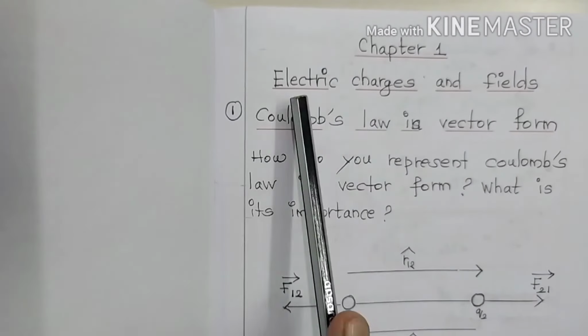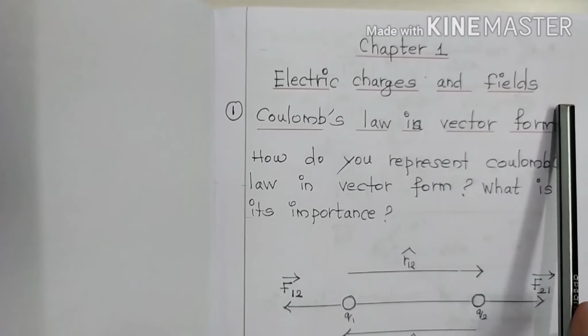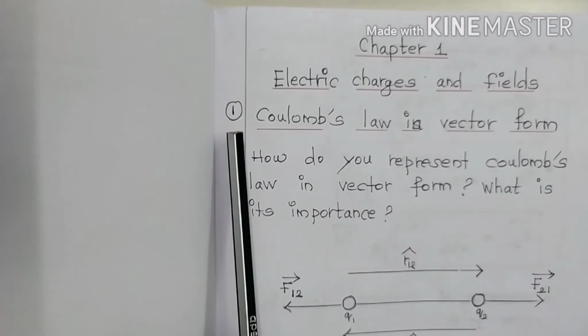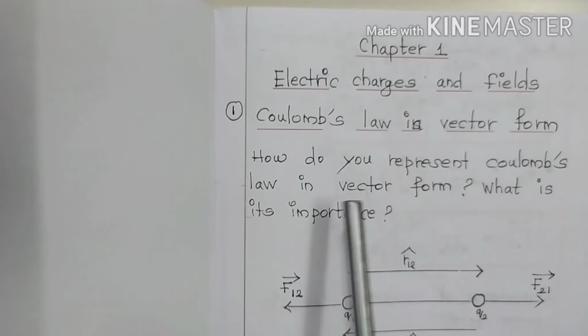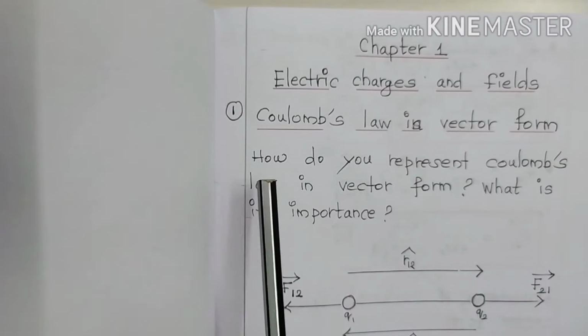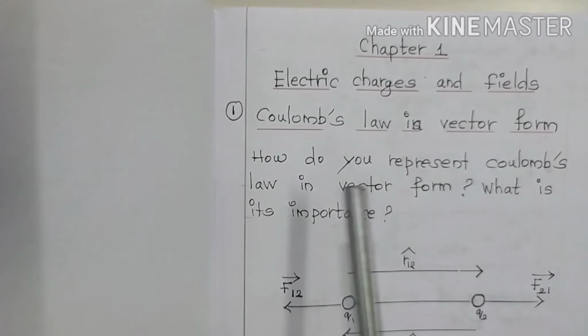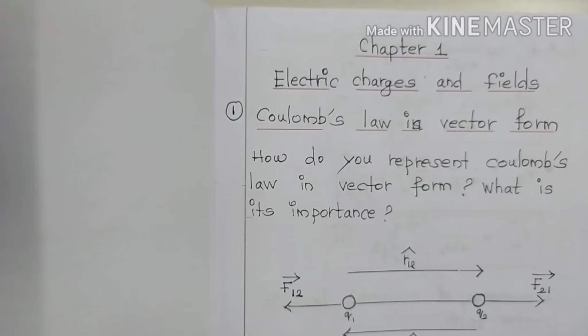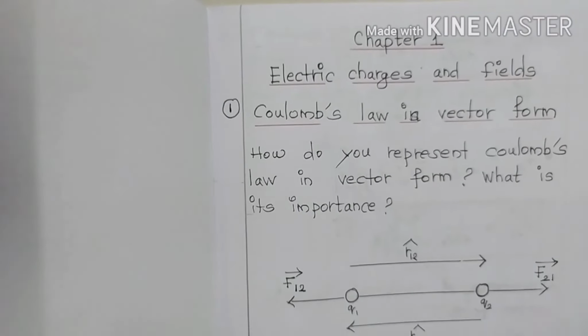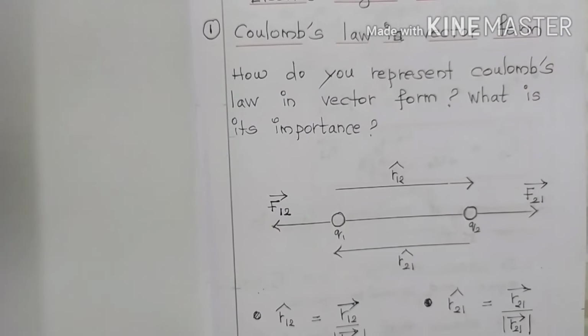Chapter 1, Electric Charges and Fields. Derivation number 1, Coulomb's law in vector form. This is how they ask the question: How do you represent Coulomb's law in vector form? What is its importance? Now let us look at the diagram for this question.